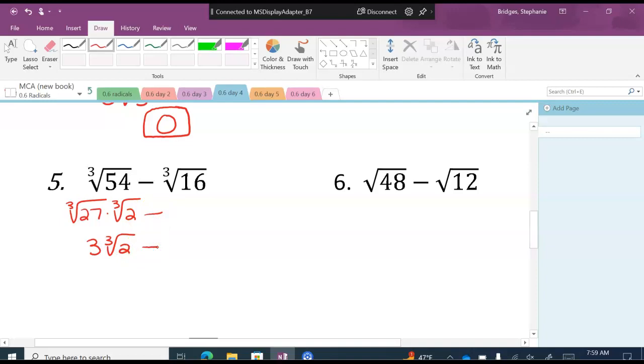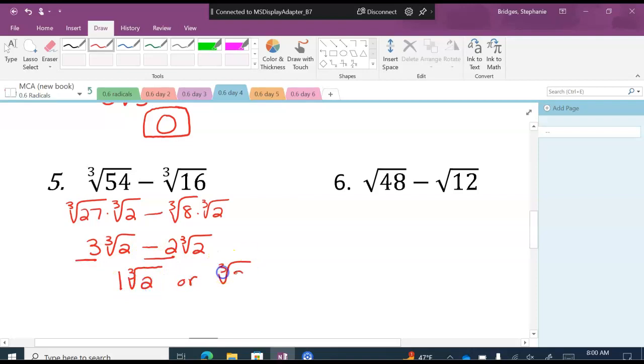16 is also not on my perfect cube list. I'm going to go to the one closest to 16 without going over, which is 8. Does 8 divide into 16 evenly? Yes, it does. So we're going to split that up into the cube root of 8 times the cube root of 2. And what is the cube root of 8? 2. Now they are the same, so I can actually do the operation. What is 3 minus 2? 1. So you can put a 1 in front of it like that.